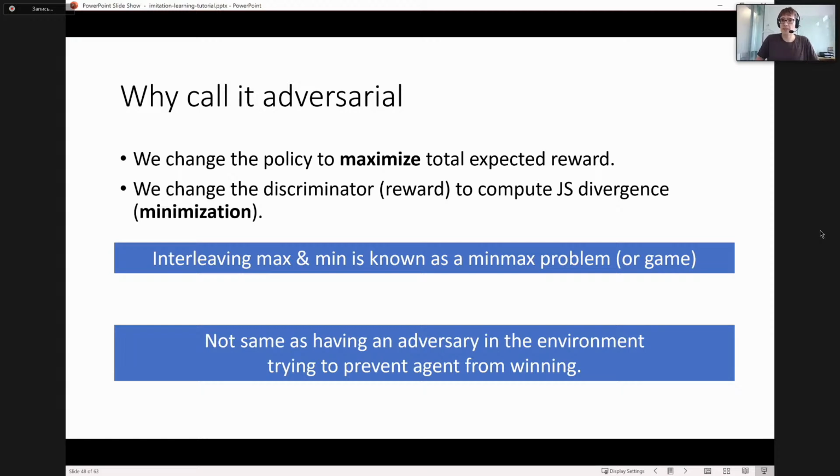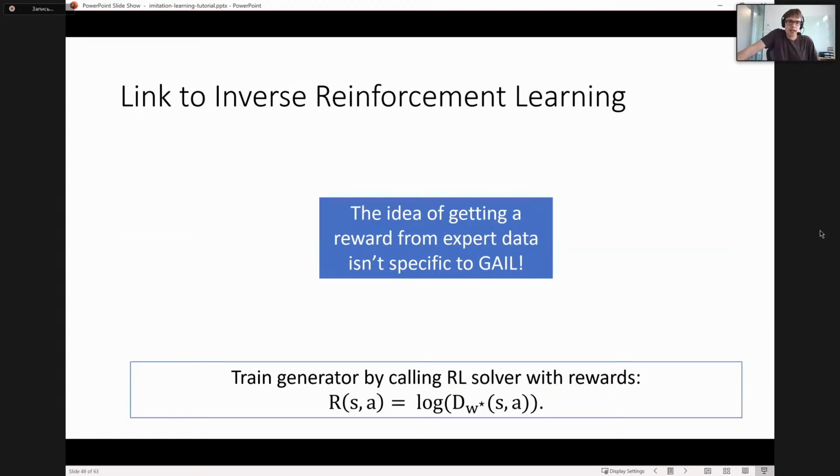You could have algorithms that try to cope with that, but that's a totally different branch of algorithms. So I just wanted to stress that the meaning of adversarial in adversarial imitation learning concerns the type of optimization we're doing. The optimization process is a GAN, it's a min-max problem. Okay, cool. So let me move on.